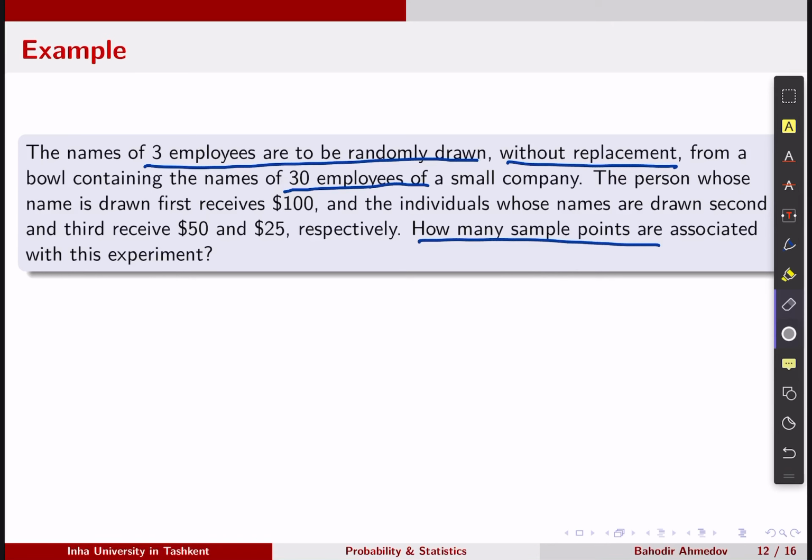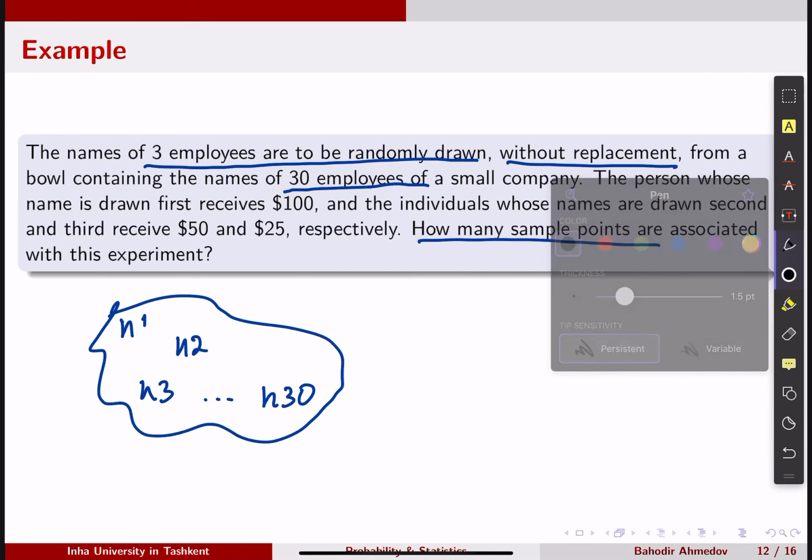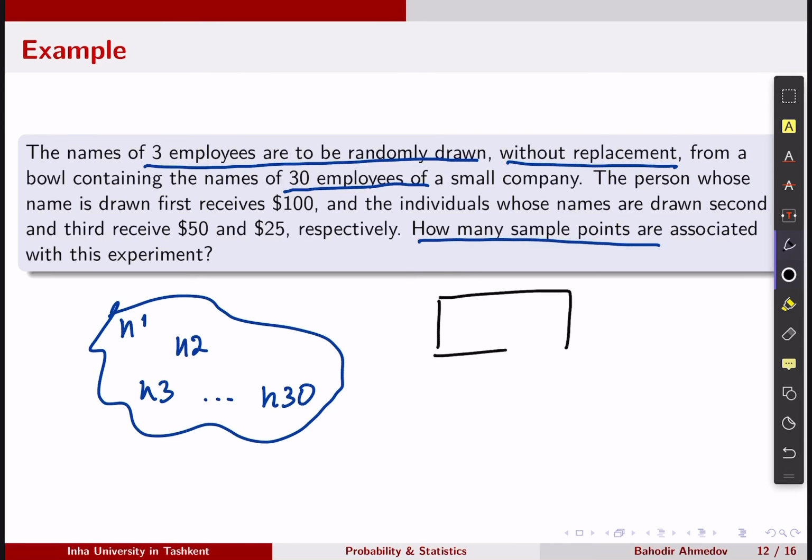So it means that there are 30 names: name 1, name 2, name 3, and so on, name 30. What you need to do is choose one of them. The first one you choose is going to get $100. The second one is going to get $50, and the third one is going to get $25. So how many different lists of winners can we create, right? In order to do this, we need to make boxes. How many boxes do we need? We need 3 boxes because there are only 3 places: the first, second, and the third.